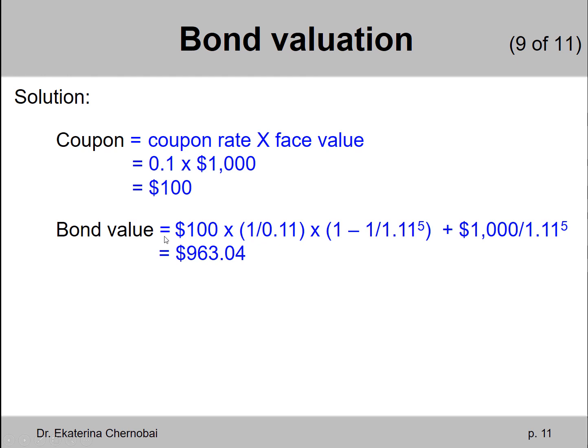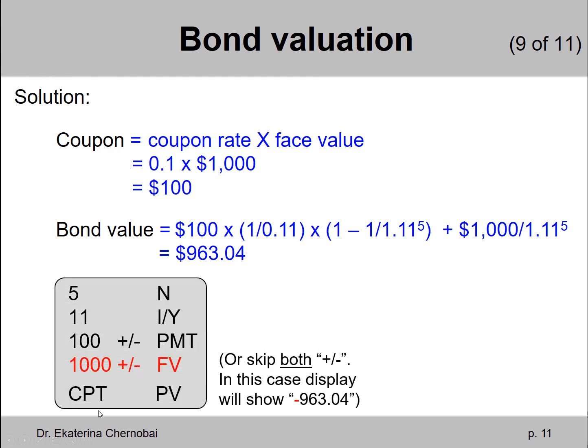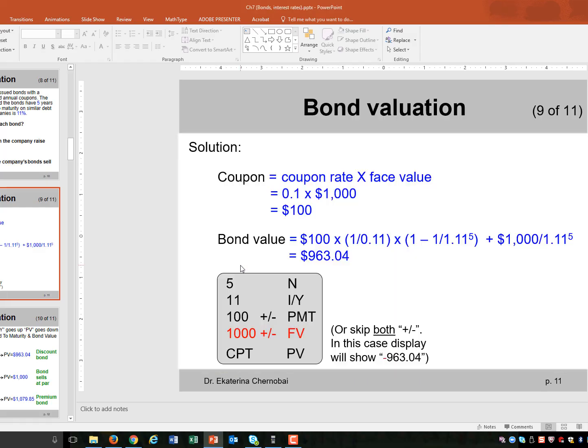If you use the formula, then you will get $963.04. And now the financial calculator. The financial calculator uses the same keys as an annuity. You enter the coupon amount, $100 is the PMT, and so on. But one extra thing that needs to be entered now is the $1,000 future value. Okay, so let me bring up the financial calculator and explain how we solve this kind of problem.